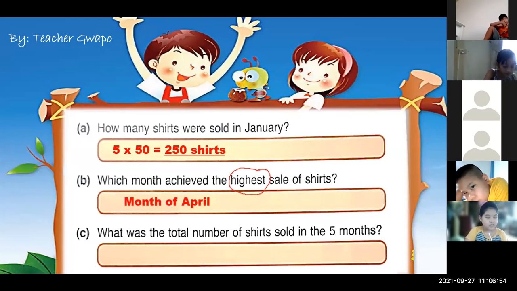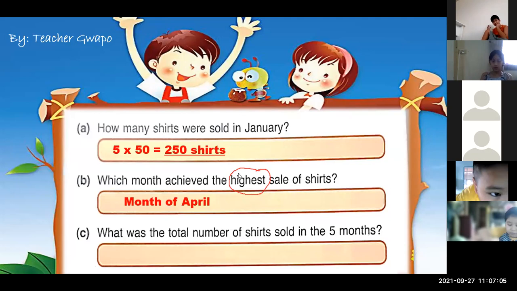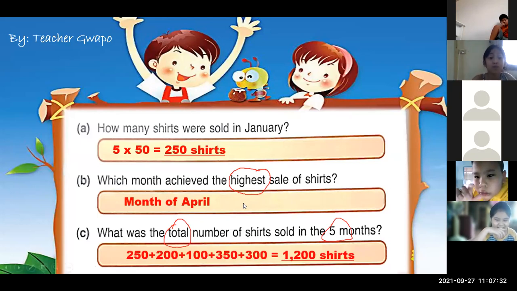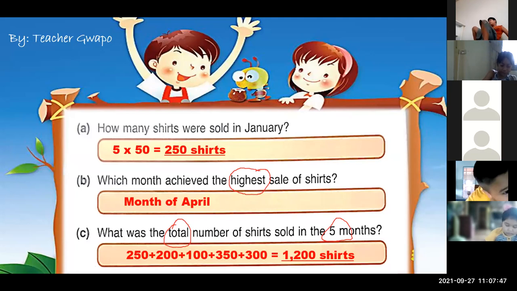Okay, month of April. Letter C. What was the total number of shirts sold in the 5 months, for the whole 5 months? So you will just add here, total, all together. Total in 5 months. January, February, March, April, and May, all together. How many shirts? If you will add them all, so 250 plus 200 plus 100 plus 350 plus 300 is equals to 1,200 shirts all together.